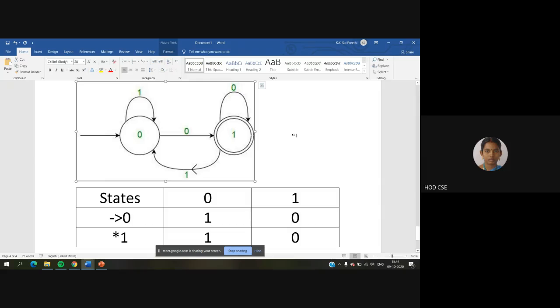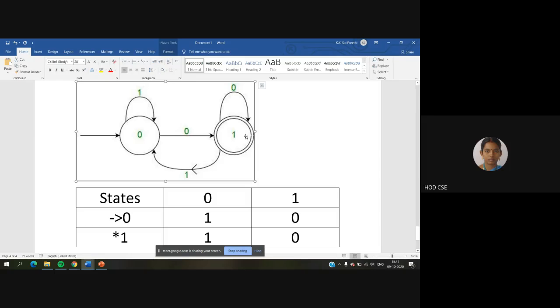The circle which is double circled is called a final state. Final states are double circled. How many circles are double circled? Only one, so that is called the final state. An initial state is indicated by an arrow sign. Even if no indication is there, by default the first state is the initial state. Accordingly, 0 is the initial state and 1 is the final state.